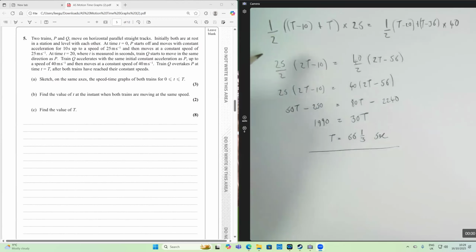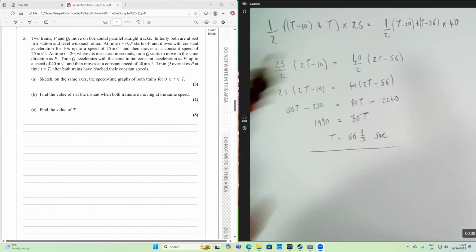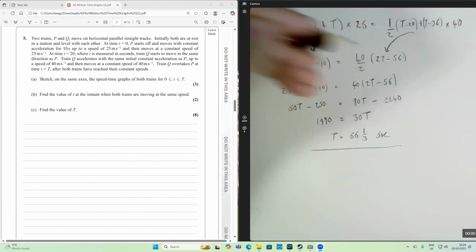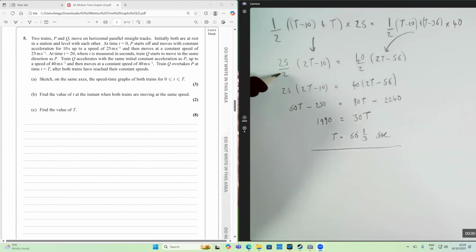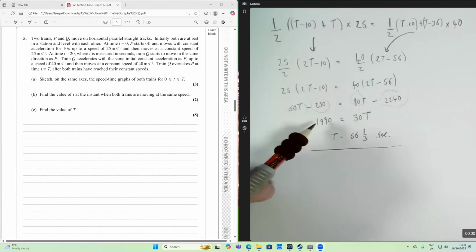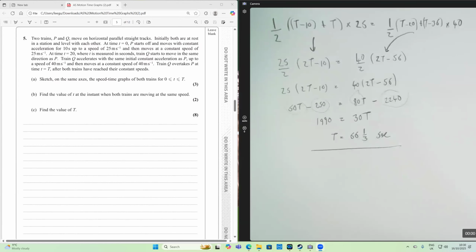I've collected like terms in the brackets to get these two expressions. I've then multiplied everything by 2, then expanded my brackets. Then I've got all of the numbers on one side and everything to do with t on the other side, which gives us this expression here, which when we solve that is 66 1/3 seconds, which is the correct answer. So quite a key question, that one.